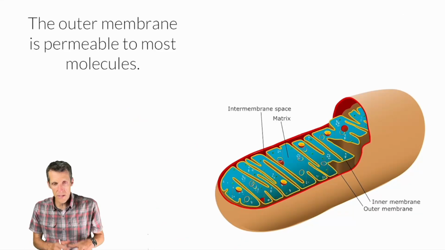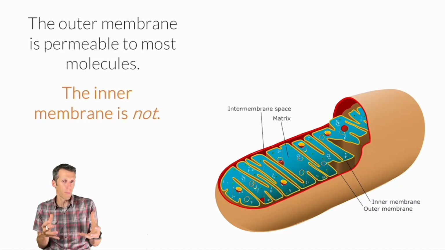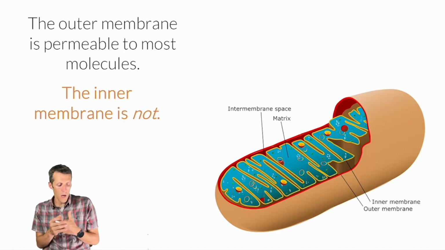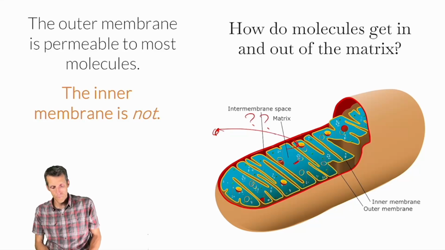And these membranes differ in their permeability. So the outer membrane is fairly permeable. Most molecules can go through it. The inner membrane is not. And that really causes a problem, right? Because if you're doing glycolysis out here and you want to do the citric acid cycle in there, how do you actually get your stuff through?